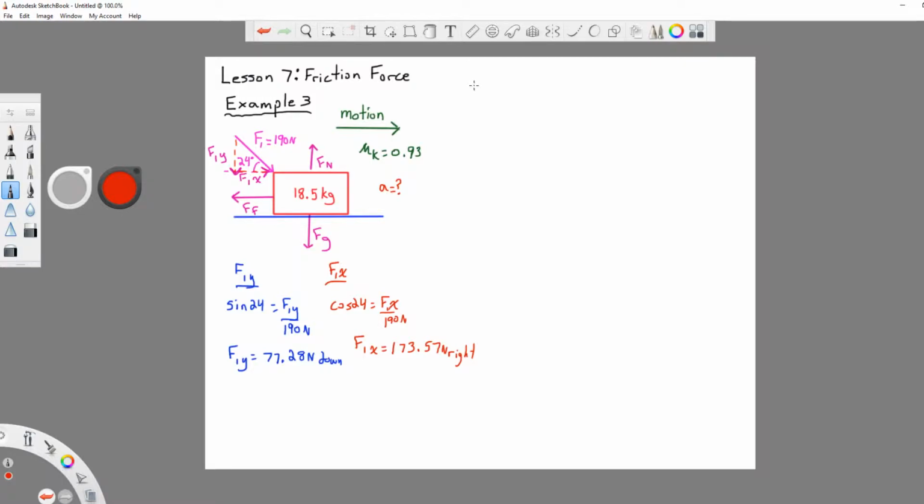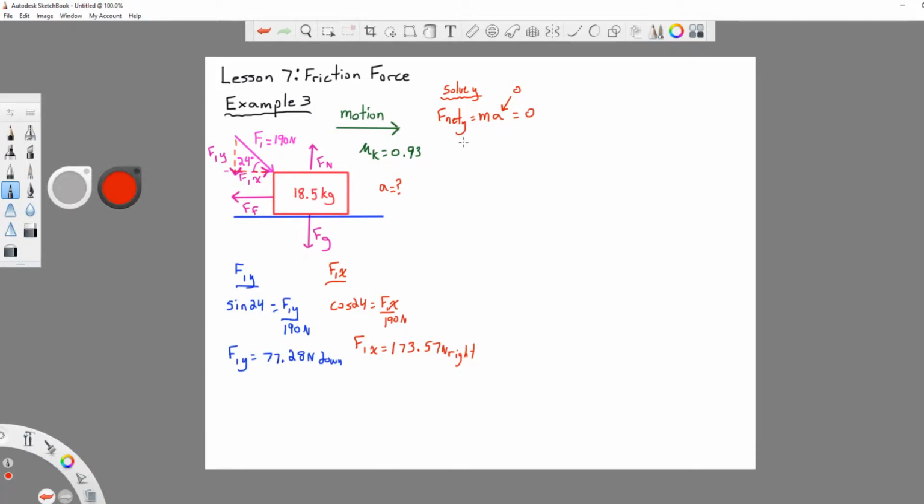Cool. So in the y direction, let's solve y. This object isn't jumping and it's not sinking into the floor, so we can say that F net y is equal to mass times acceleration. Since it's not jumping or sinking into the floor, a is 0, which means F net y is equal to 0.